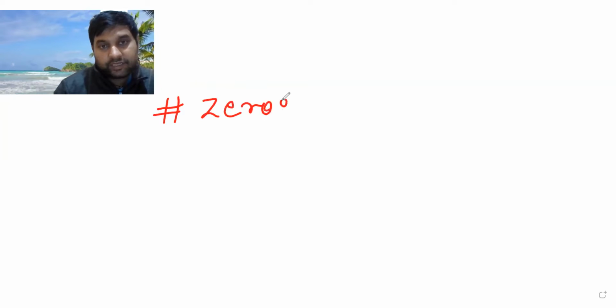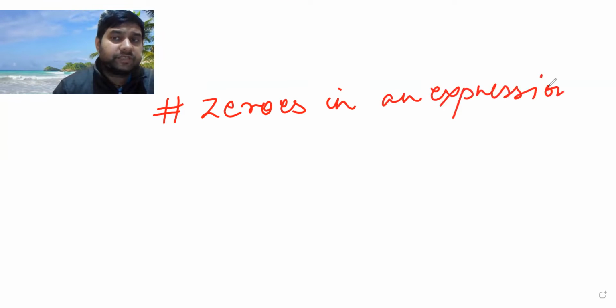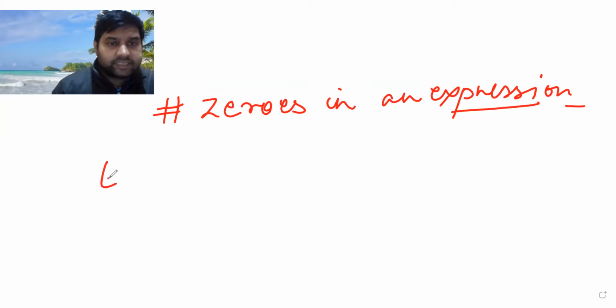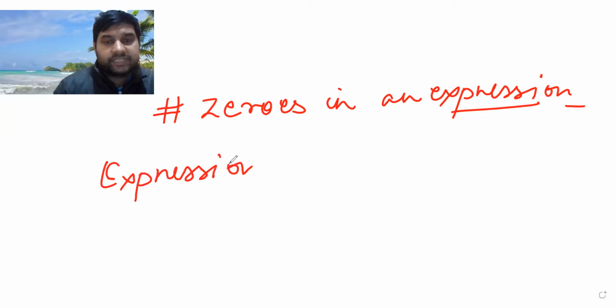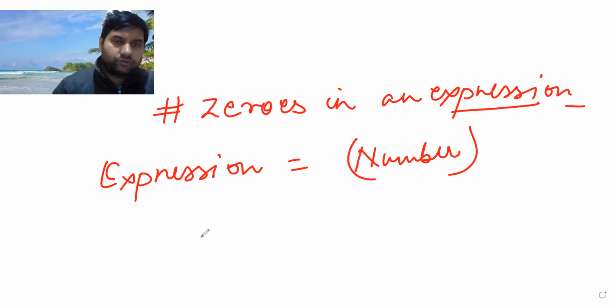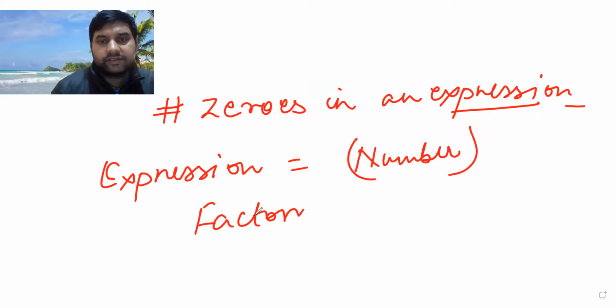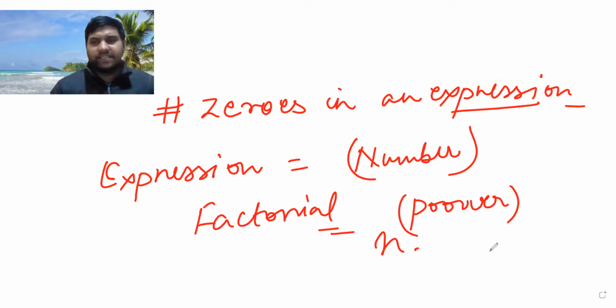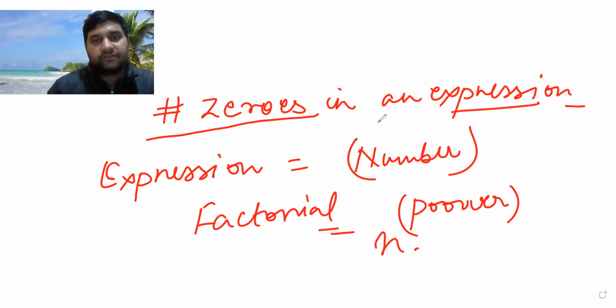In today's video, we're going to learn a very interesting concept, which is finding the number of zeros in an expression. When I say expression, basically what I mean is a number which will be expressed slightly differently. It could be expressed as a factorial, or as a power of a number, so n raised to the power something. So eventually it is a number and we have to find out the number of zeros in that number.